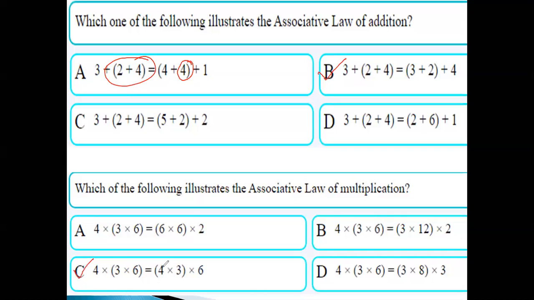See, the reason is instead of 3 and 6, we place the brackets for 4 and 3. But if you look at the other numbers, they are not in a sequence, right? They're not the same numbers used. Am I correct?